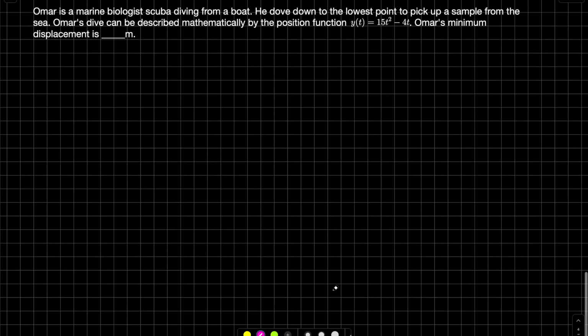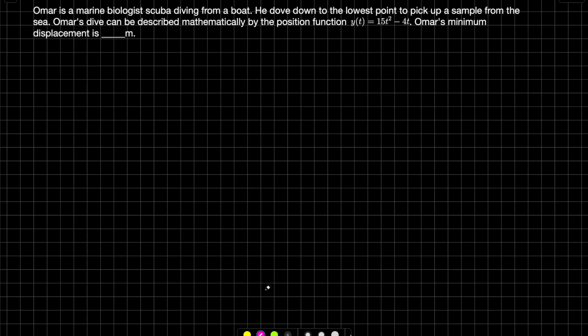Let's do another one. Omar is a marine biologist scuba diving from a boat. He dove down to the lowest point to pick up a sample from the sea. Omar's dive can be described mathematically by the position function y of t equals 15t square minus 4t. Omar's minimum displacement is, so we have the position function y of t equals 15t square minus 4t.